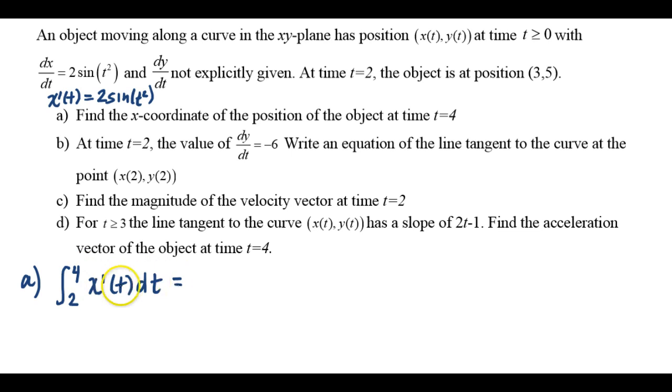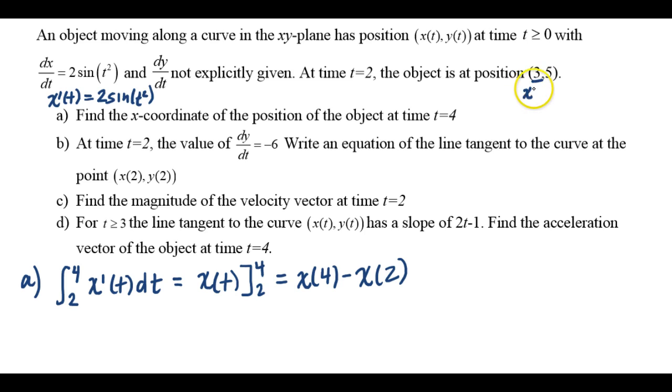Now I'm saying this is an application of FTC part 1 because the integral from 2 to 4 of x prime of t dt is equivalent to the antiderivative of x prime, that's just x of t, from 2 to 4. So this is really equal to x of 4 minus x of 2. And remember, I have x of 2, and that quantity is 3. So I can find this quantity.